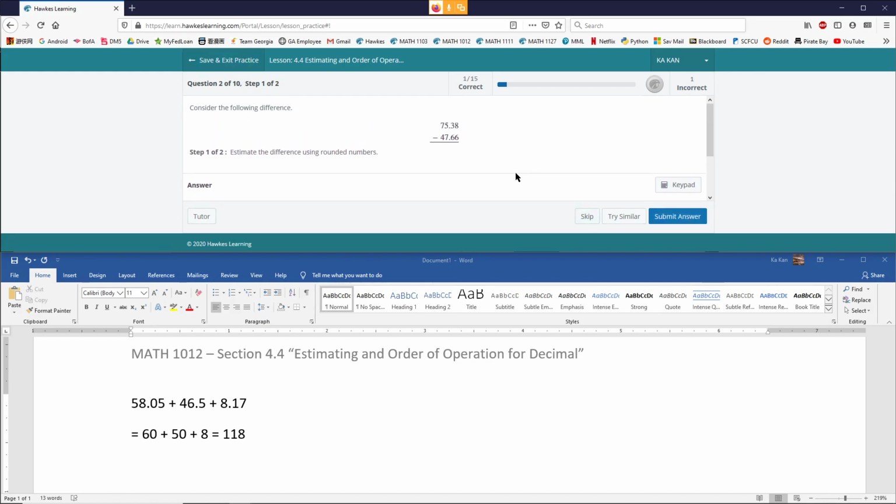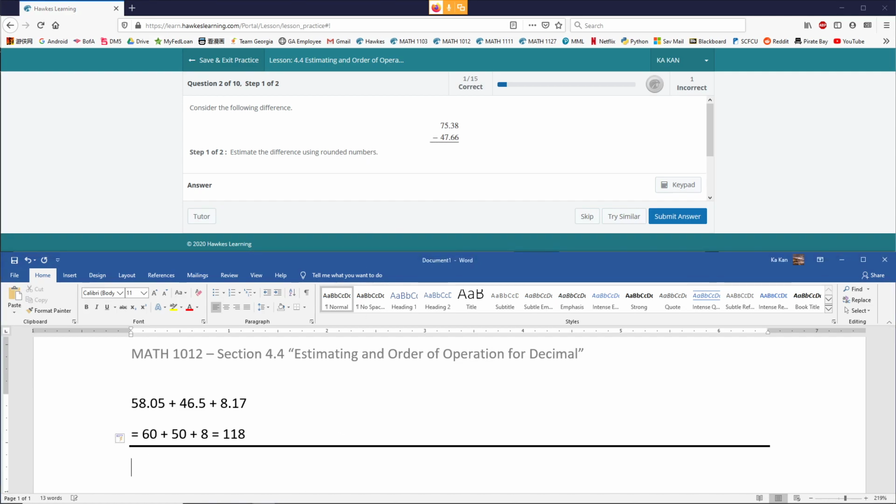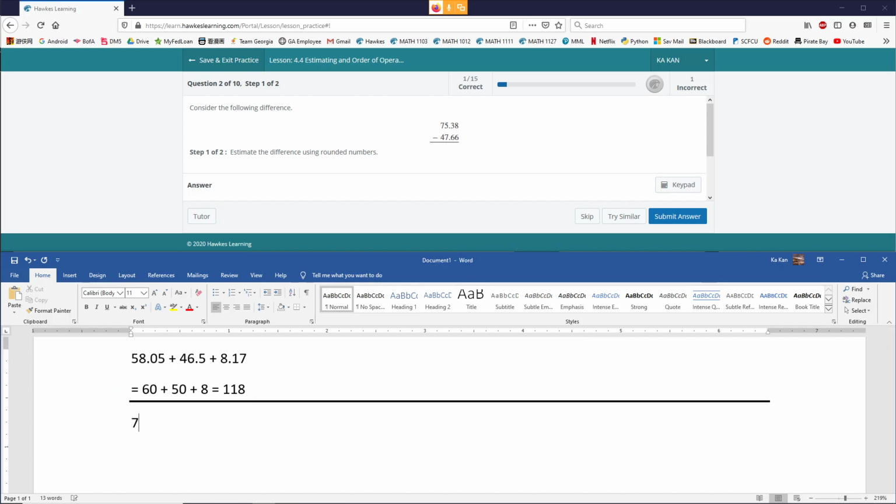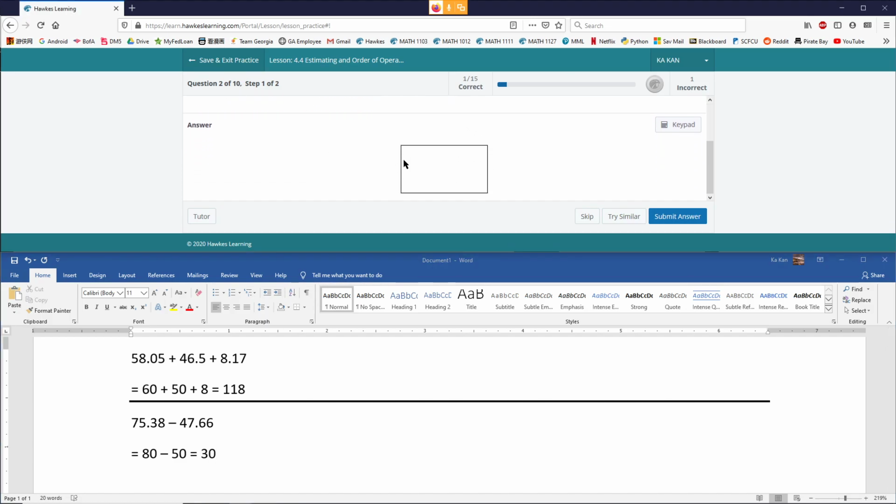So now, estimate using rounded numbers. For this guy, I think it's probably easier. I'm gonna give it a try. And I could be wrong because some of this rounding definitely is not logical. So it's logical to them, of course. $75.38 subtract $47.66. I would say this: 75.38 is almost $80. 47.66 is almost 50. So I say the difference is about $30.